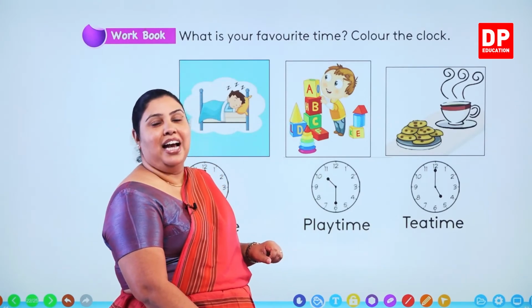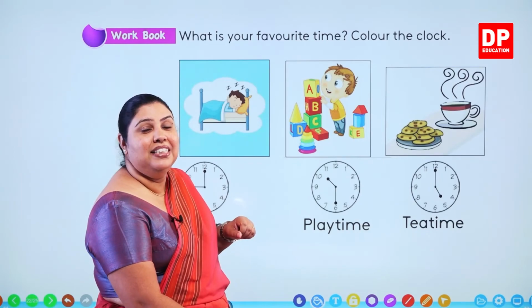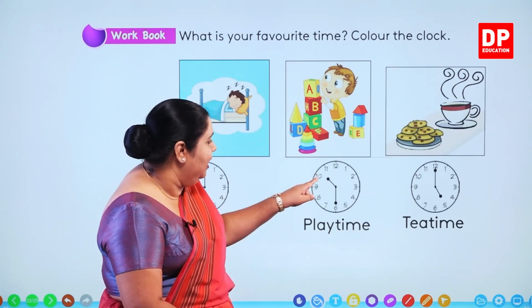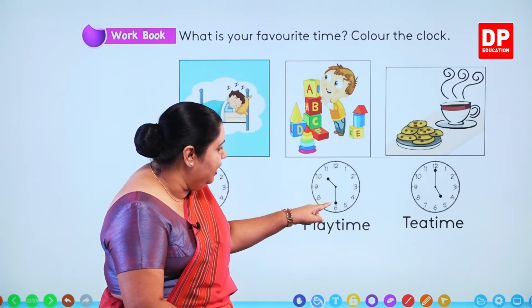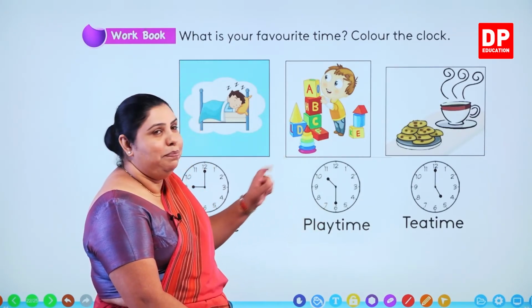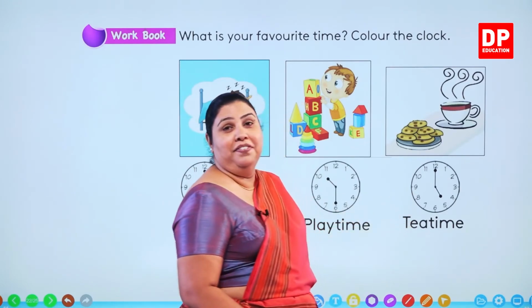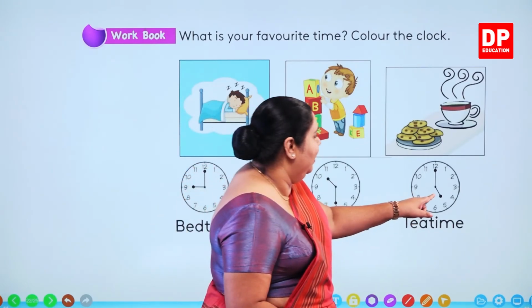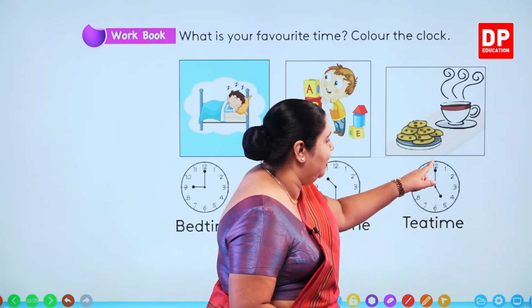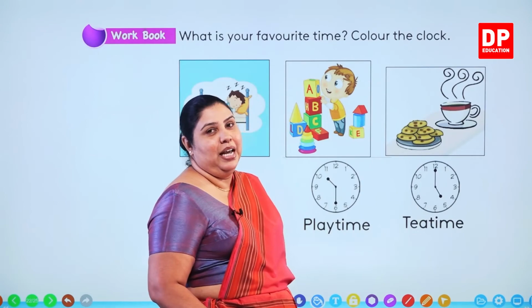10:30, playtime. Playtime, can you see? At 10:30, we play. Can you see? The short hand is in number 10 and the long hand is in number 6. 10:30, it's the playtime. Last one, tea time, 5 o'clock. Can you see the short hand in number 5 and the long hand number 12? It is 5 o'clock. Tea time.